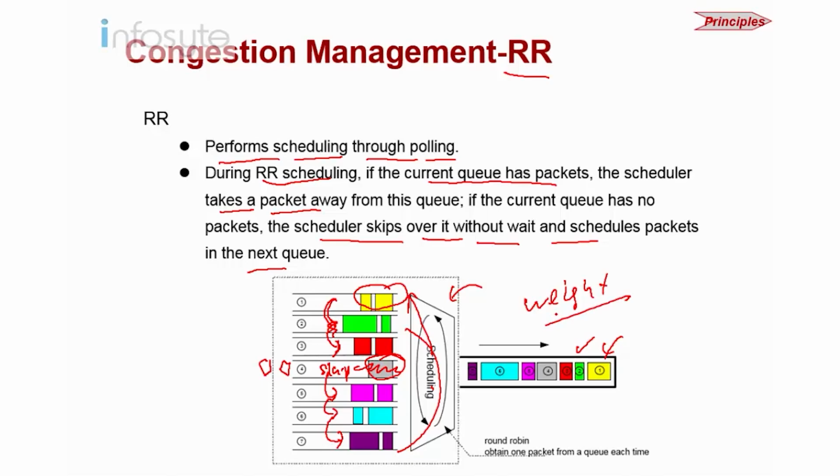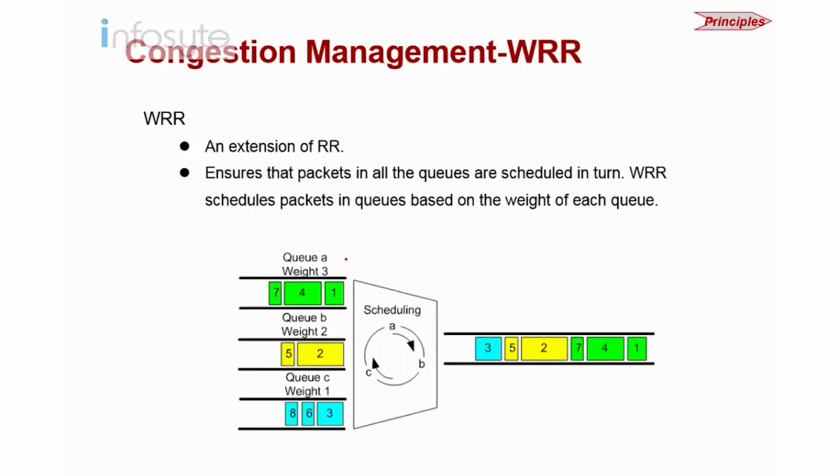Alright, they don't consider any weight over here. So to improve this, we have what we call the weighted round robin. It's an extension of the round robin. Now compared to round robin, each of the queues has a weight. You can see that queue A has a weight of 3, queue B has a weight of 2, and queue C has a weight of 1.